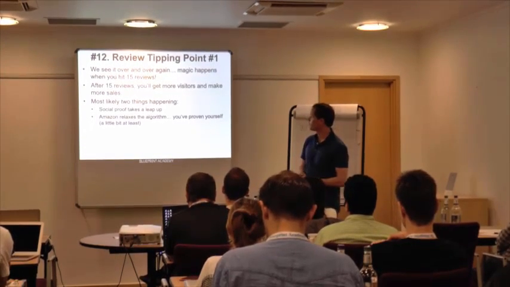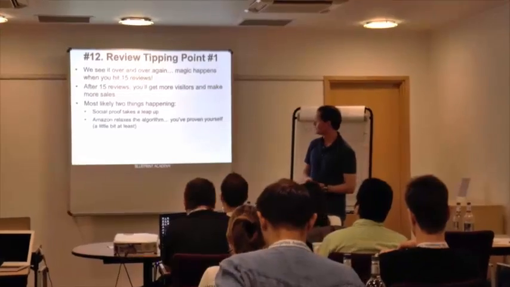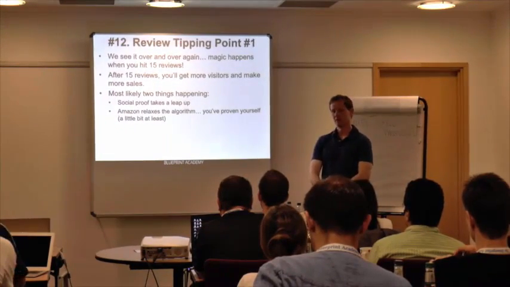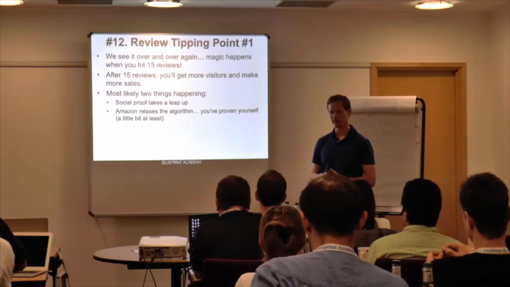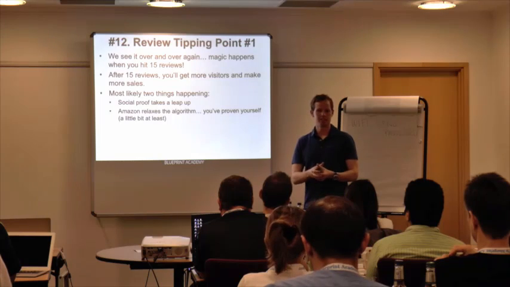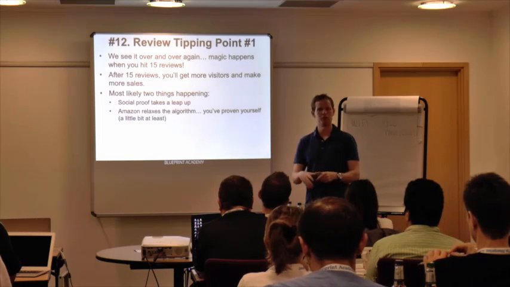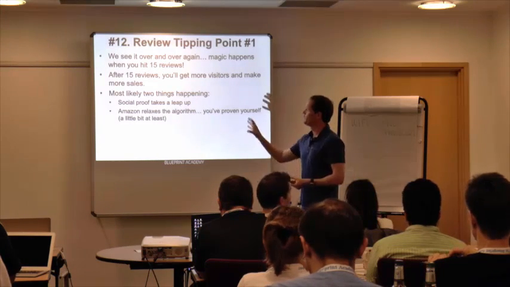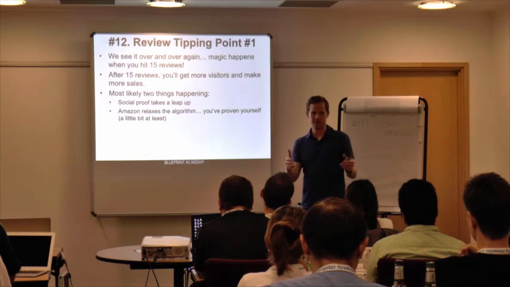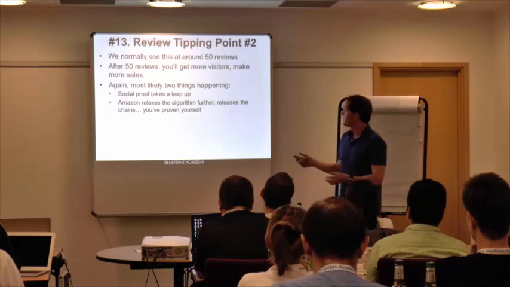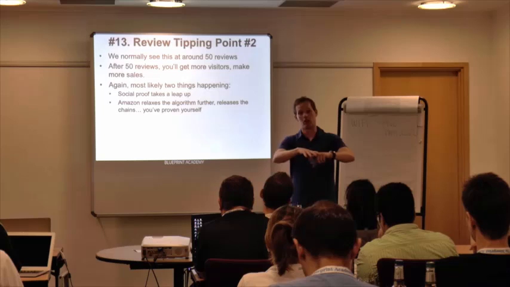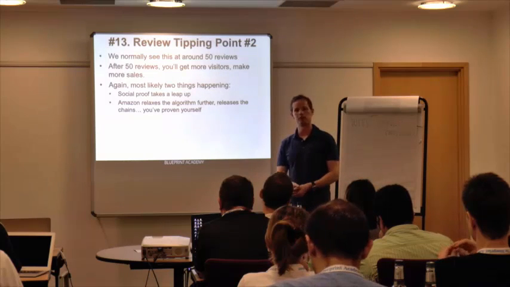We've mentioned the first tipping point, 15 reviews. Social proof takes a leap. Amazon relaxes the algorithm a little bit. There's a great analogy I read somewhere about when you're selling on Amazon, it's like you're a new kid in primary school. You're a new kid in school. Once you get 15 reviews, Amazon opens the gates to a bigger playground and you get more access. And then at the second tipping point, 50 reviews, Amazon opens the gates a little bit more, and now you've got the whole value of all those reviews.